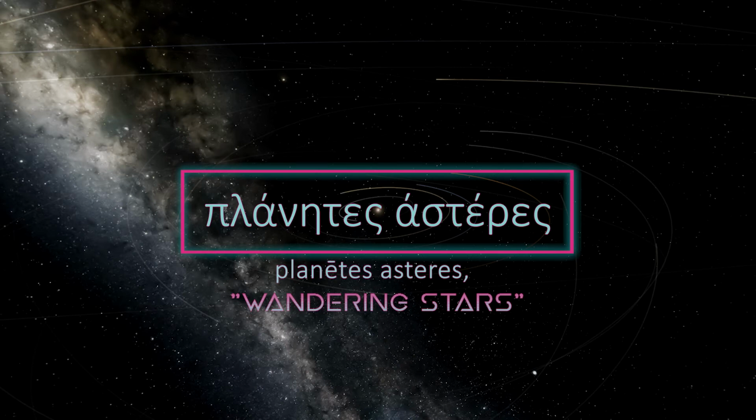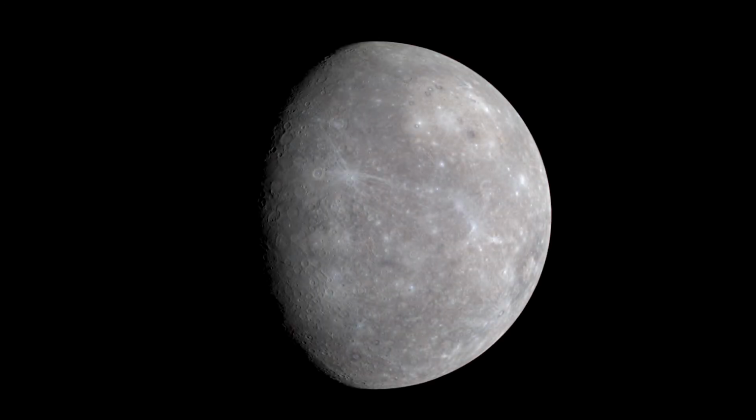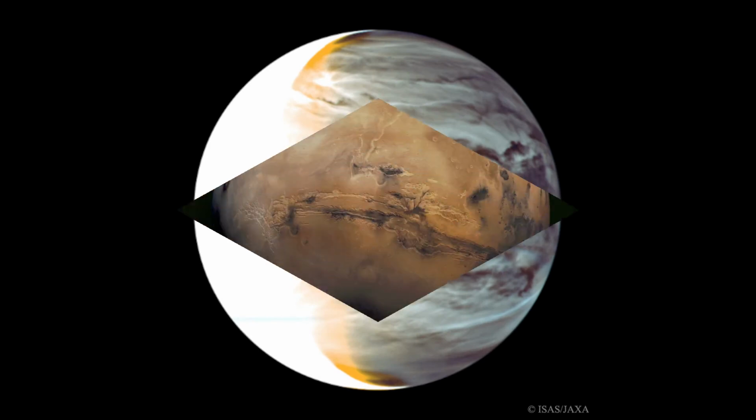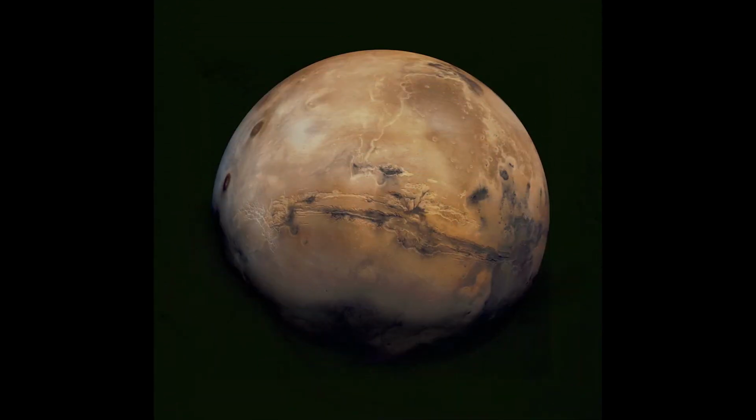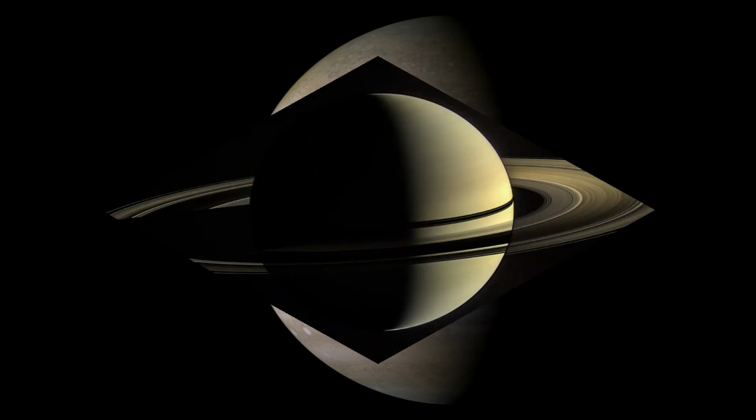These planets that are visible without a telescope are now known as Mercury, Venus, Mars, Jupiter, and Saturn.